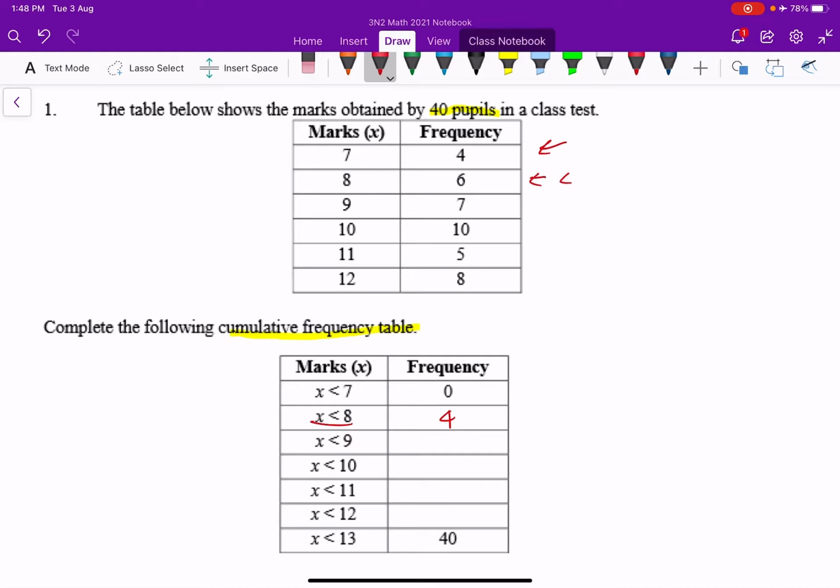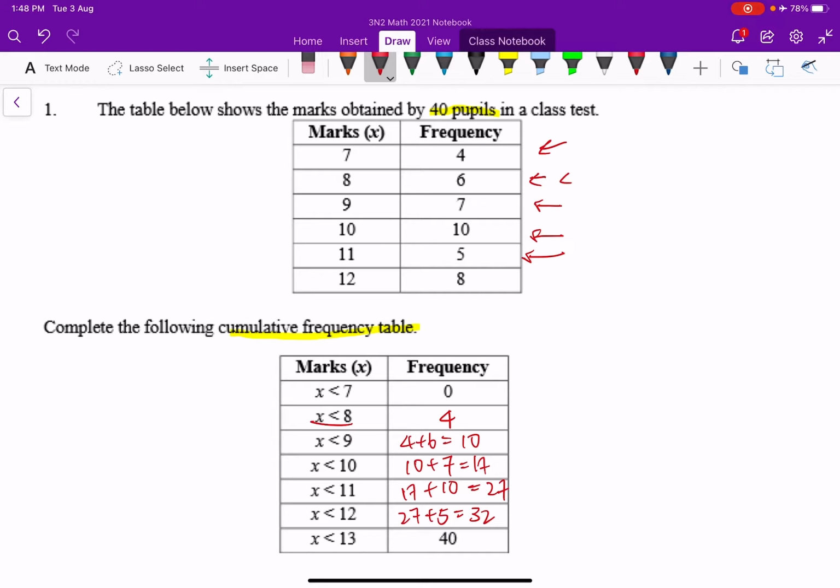So I need to take 4 plus 6. I get 10. Then less than 10 means 9, so I get 10 plus 7. I get 17. Less than 11. 17 plus 10. I get 27. Then after that, 27 plus 5. I get 32.